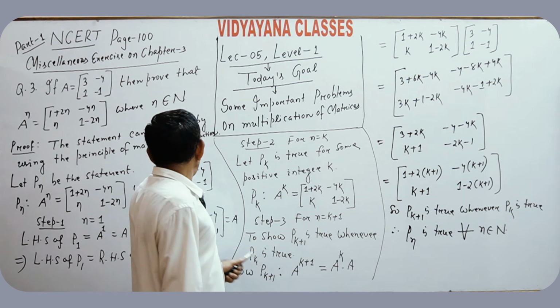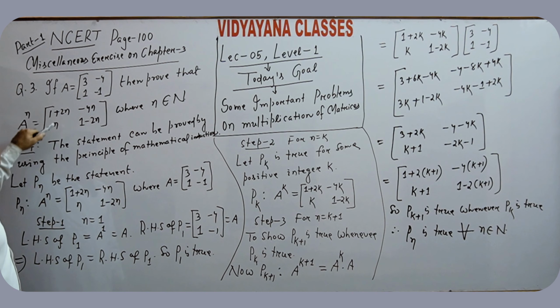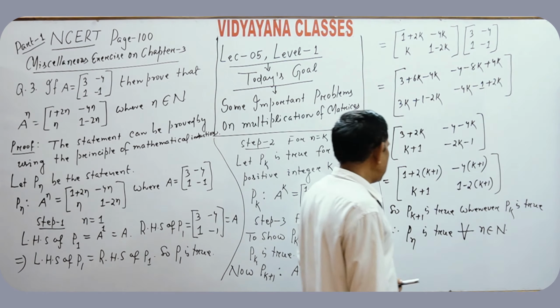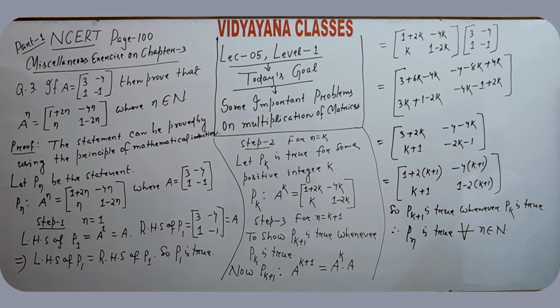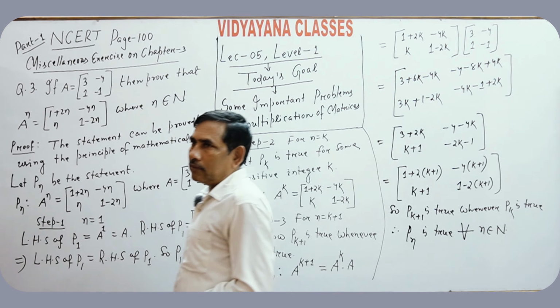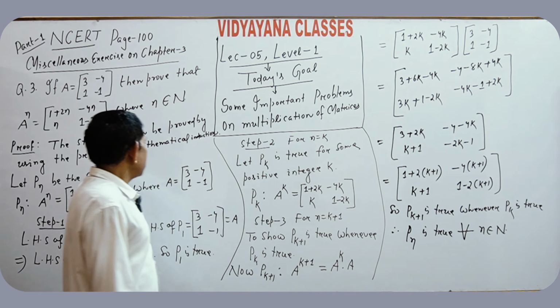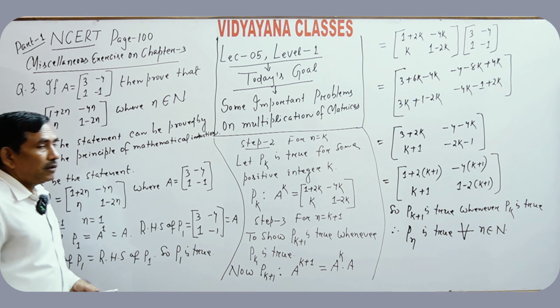The left side is increased to k plus 1, that is n is equal to k plus 1. The right hand side also increased to k plus 1, that means n is replaced by k plus 1. So P(k plus 1) is true whenever P(k) is true. Therefore P(n) is true for all n belongs to capital N. Capital N represents the set of natural numbers. Clear?